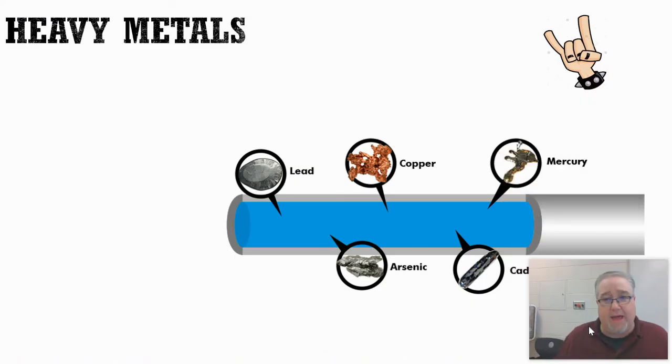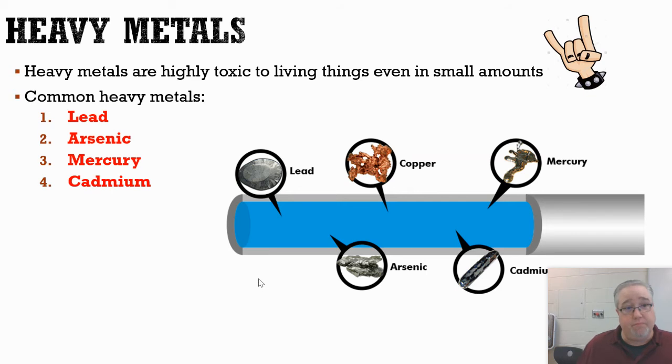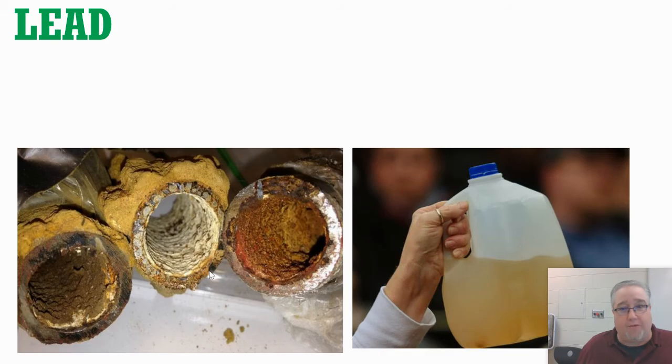Now, when it comes to heavy metals, there are a lot of them. These five are the most common, but even amongst these five, lead, arsenic, mercury, cadmium, and copper, we're only going to look at the first three of them today. These are pretty much the ones that you'll probably get asked about on the AP test. So I'm going to focus on lead, arsenic, and mercury. So let's go ahead and start off with lead today.